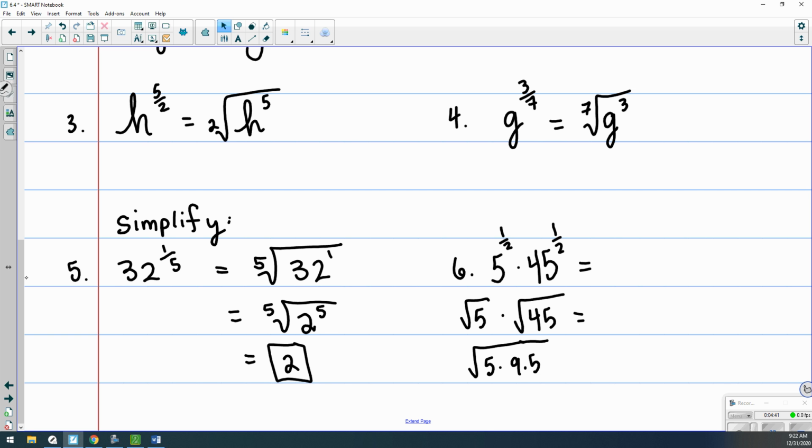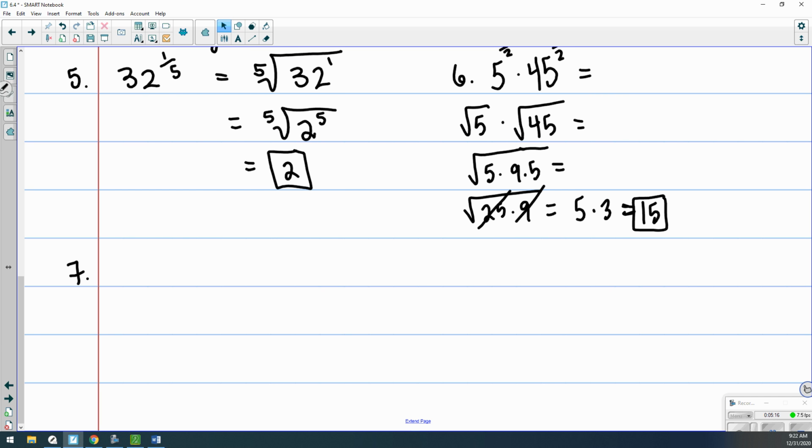Now, 5 times 45 is, I don't know, 5 times 9 times 5. Ooh, 45, 9 times 5. I like that because then I could rewrite this as, even better, 25 times 9. The square root of 25 is going to give me a 5, and the square root of 9 is 3. So that is 15. That's a beaut if I've ever seen one. Beautiful. 15. Okay, so who would have known that 5 to the 1/2 power times 45 to the 1/2 power works out to be something as familiar as the good old number 15. So that's that. Now let's take one more shot at simplifying.